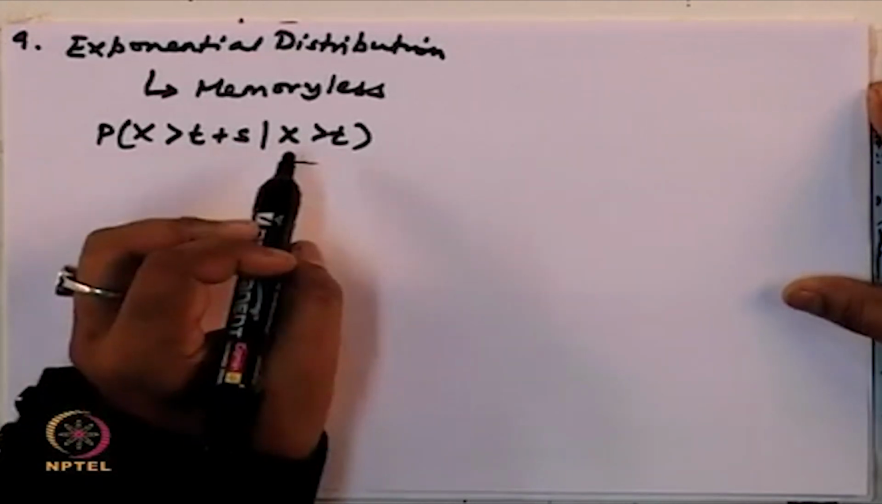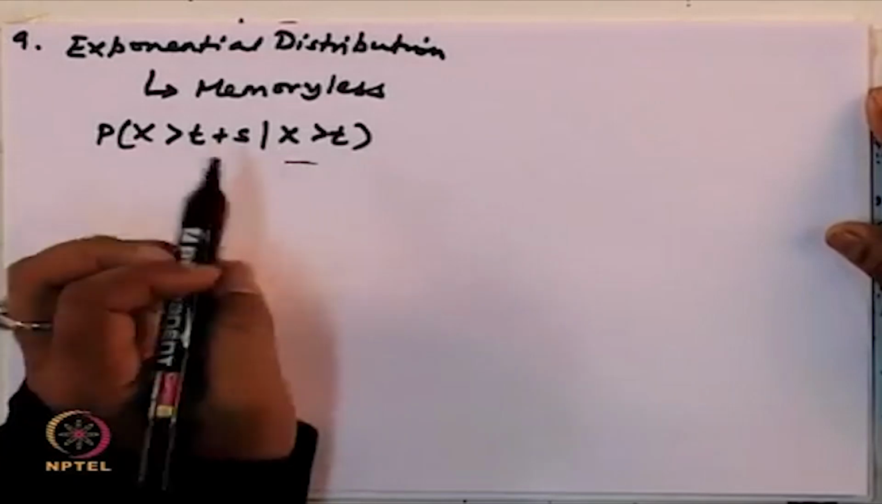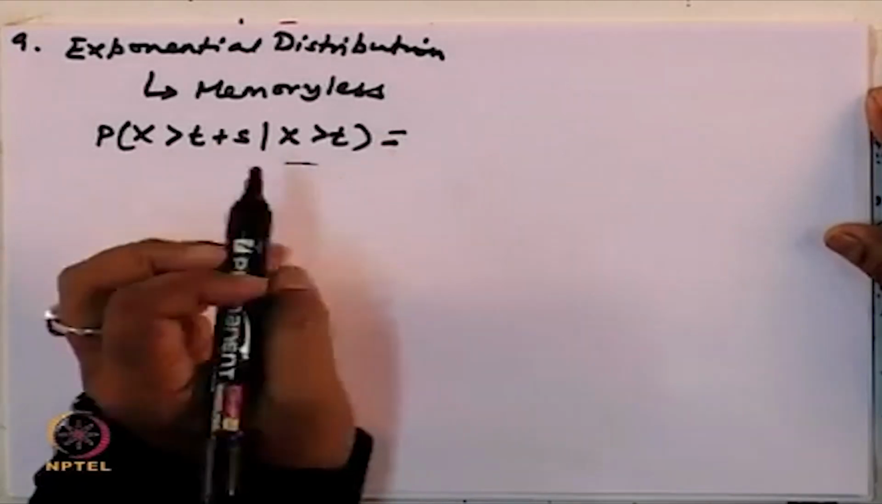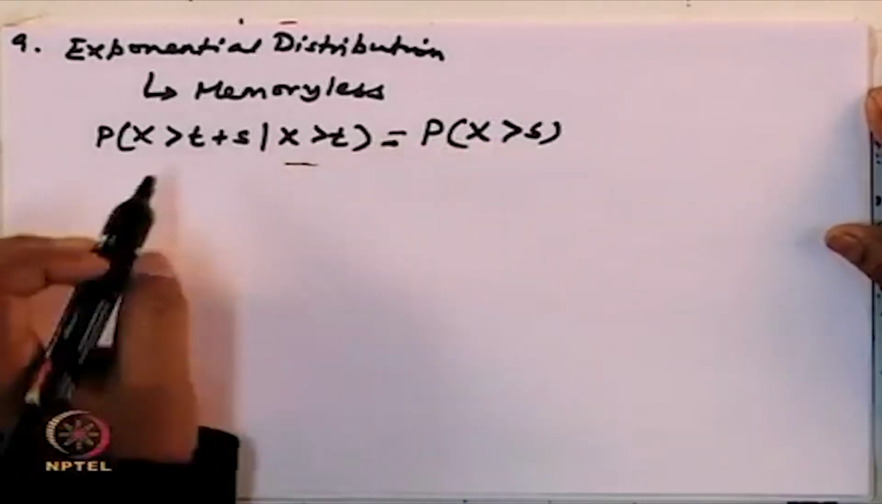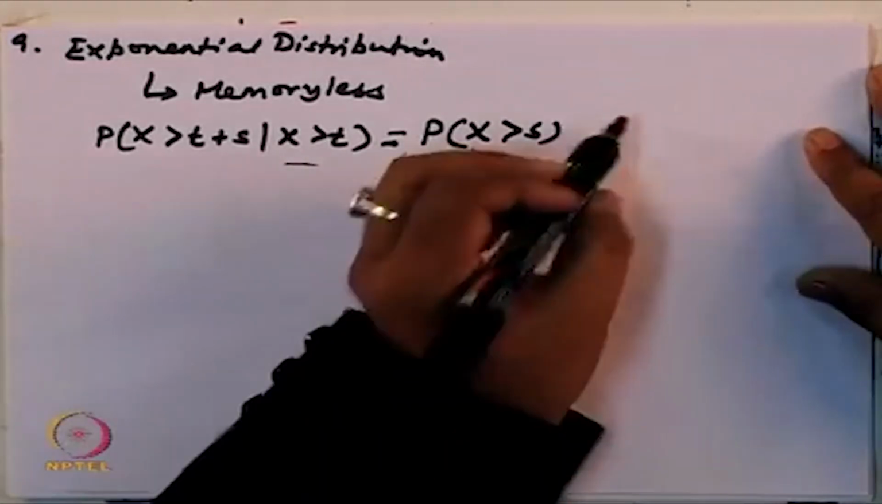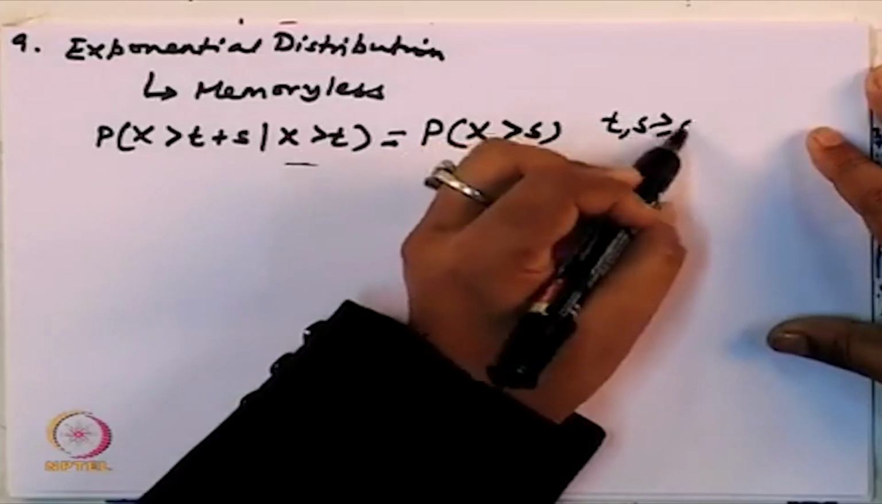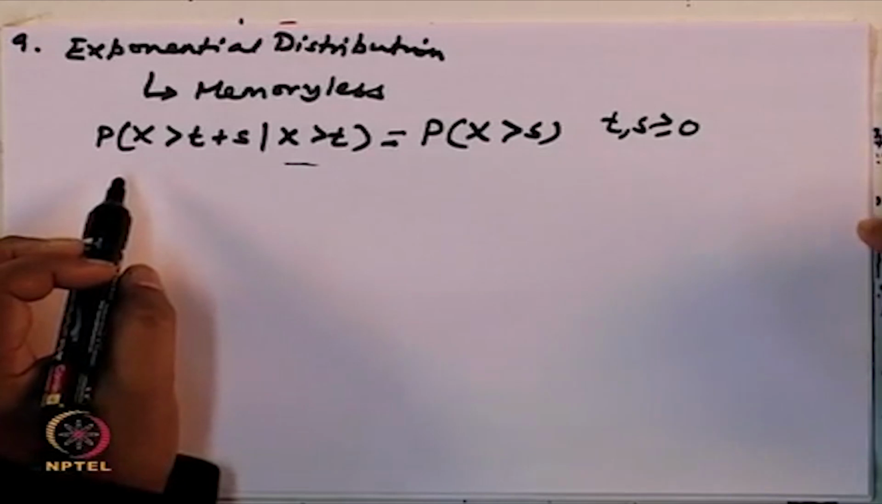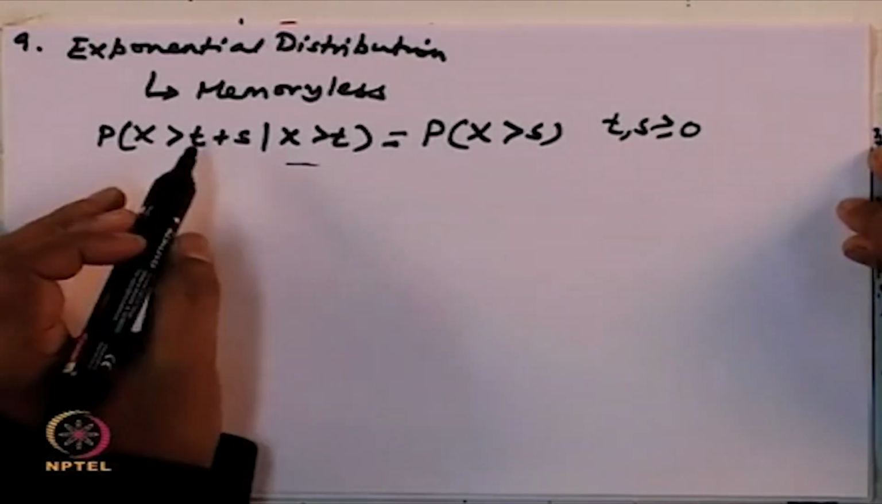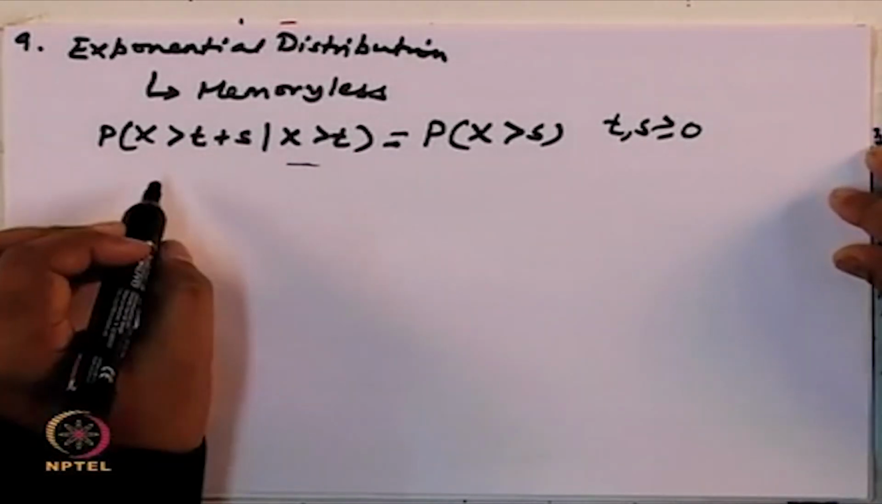What is the probability it will last for another s amount of time? One would ideally expect this to depend on t, but it does not depend on t, and this is simply the probability of X greater than s. So, this is the memoryless property. This is true for t, s greater than or equal to 0. Okay. So, this is the memoryless property of an exponential distribution, and we will see why this is so.